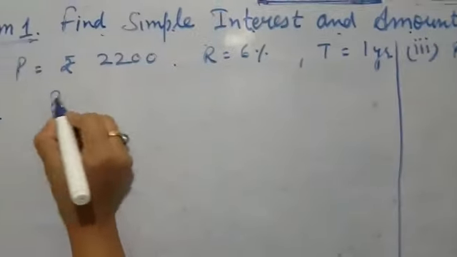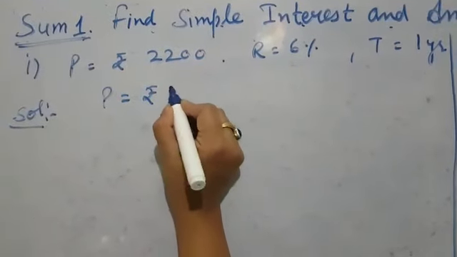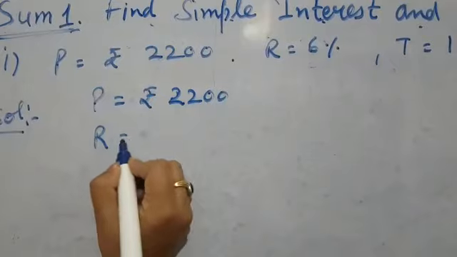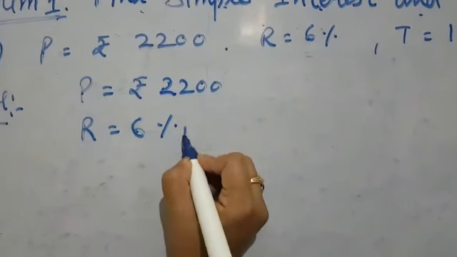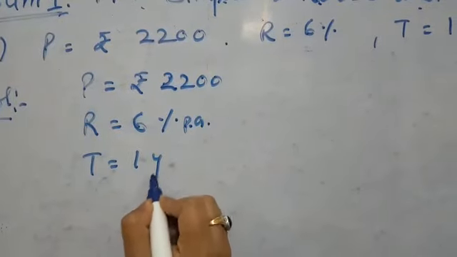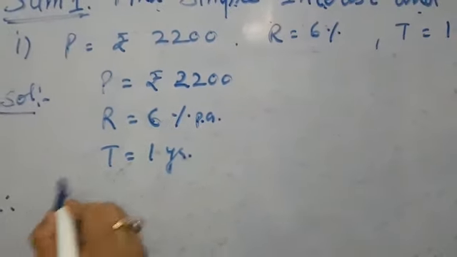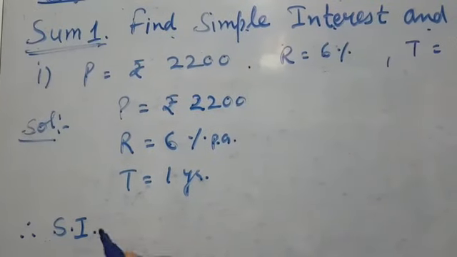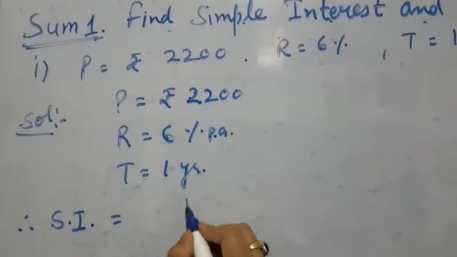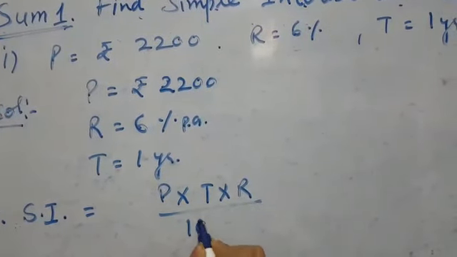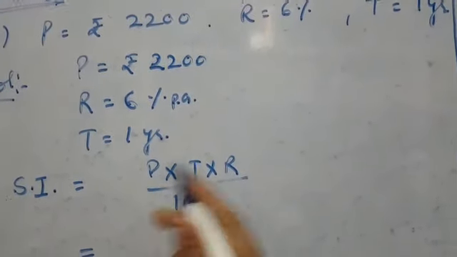So here also we will write what is the principal, what amount is being lent. It is 2200. What is R? 6% per annum. And what is T? That is time, that is 1 year. So you have to find first the simple interest. Simple interest is written as SI in short form. So first of all we will write the formula PTR over 100. Okay, so now you will put the values.